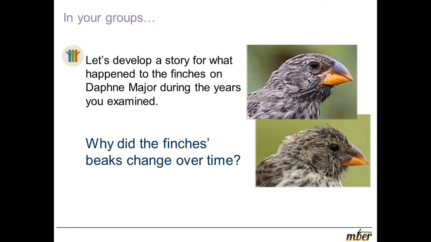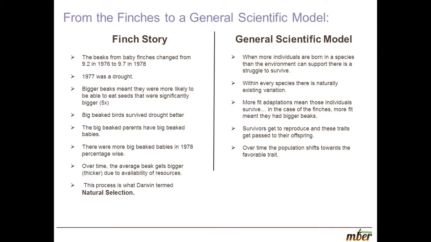So think about how to process this information. How would you put this together and how would you relate it to natural selection? So let's look at the finches and I'm going to look at the general scientific principles there. So within the finches, we saw that the beaks from baby finches changed from 9.2 in 76 to 9.7 in 78. We know that 77 was a drought year. We know that bigger beaks meant they were more likely to be able to eat seeds that were significantly bigger. These seeds happen to be 5 times bigger than the smaller, different variety of seeds.